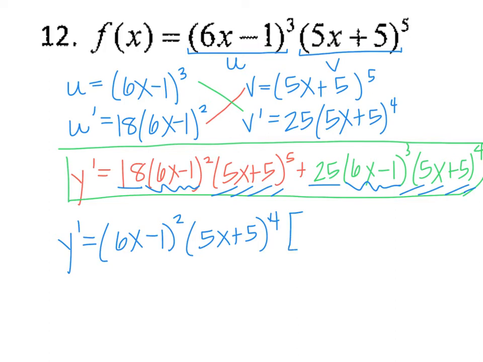So then I go back and I see what's left in each term. In my first term, I still have the 18 left, and I have one of these left. So it would be 18 times (5x plus 5). Plus, in my second term, I still have the 25 left, and I have one of these (6x minus 1)s left, none of the (5x plus 5)s. So that gives me 25 times (6x minus 1).